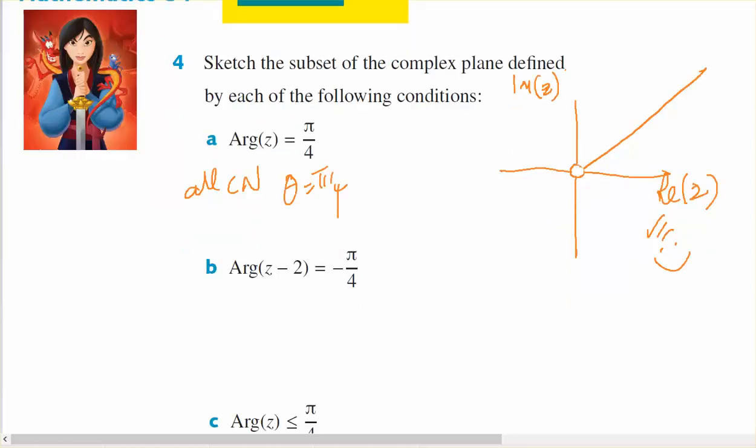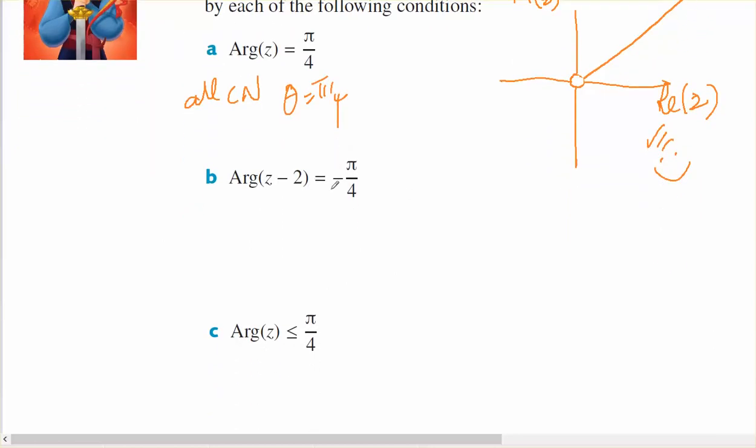The second one is, I want the argument of z minus 2 equal to negative pi on 4. So z minus 2 means all of the complex numbers that have been moved 2 units to the right. So at 2, that's where my starting point is going to be. And I want all of the angles that are equal to negative pi on 4. So if that's the real component of z and that's the imaginary component of z, I want them all along there. So that's that one done.